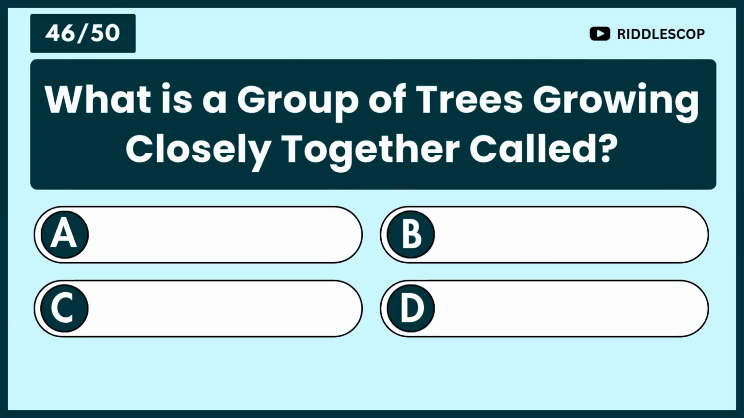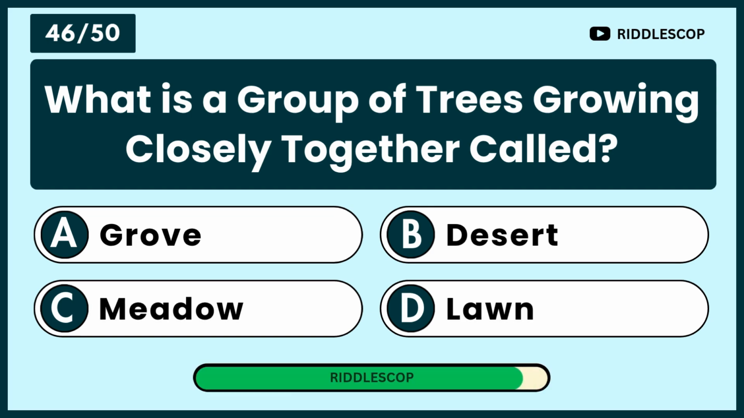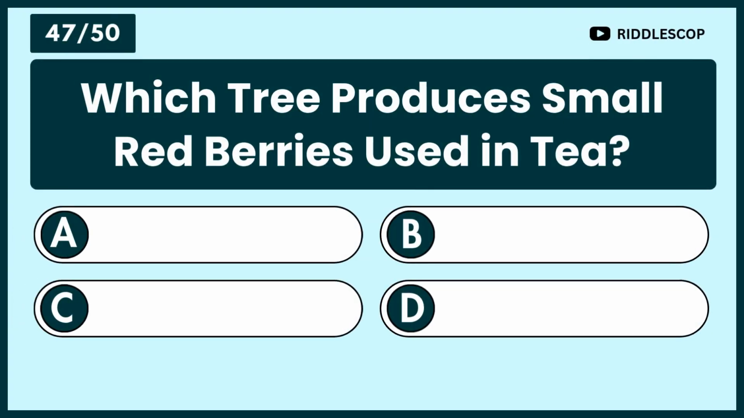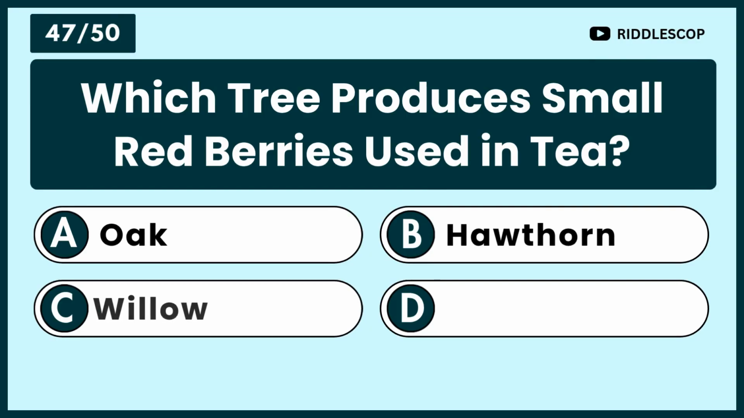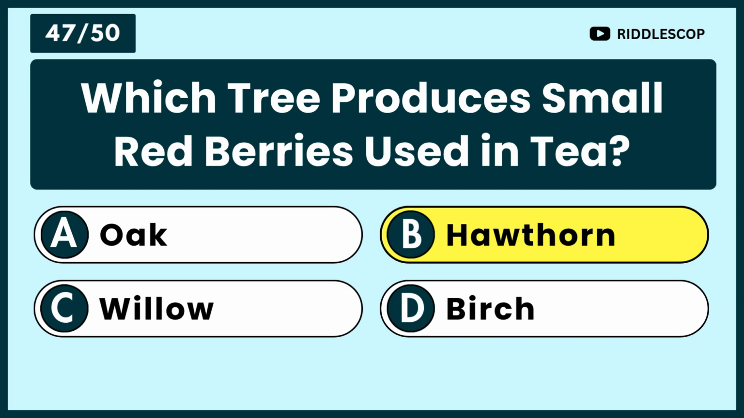What is a group of trees growing closely together called? Option A. Grove. Which tree produces small red berries used in tea? Option B. Hawthorn.